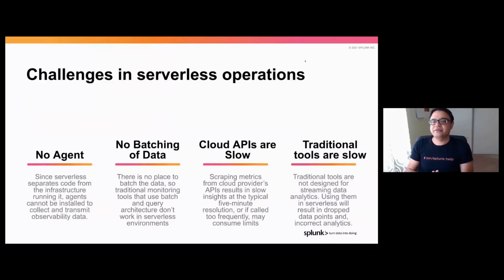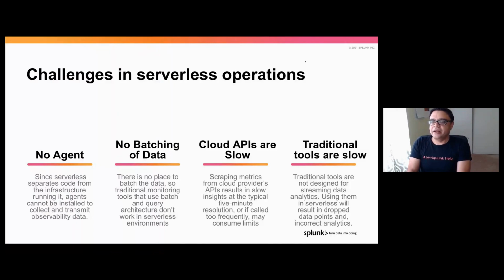Well, there are some challenges in serverless operations. Lambda enables us to increase the pace of innovation and control costs, but it also presents some monitoring and observability challenges. The first one is that the agent-based approach no longer works. Since serverless separates code from the infrastructure running it, agents cannot be installed to collect and transmit observability data as we did on our virtual machine-based, Kubernetes-based, container, or bare metal server-based applications.